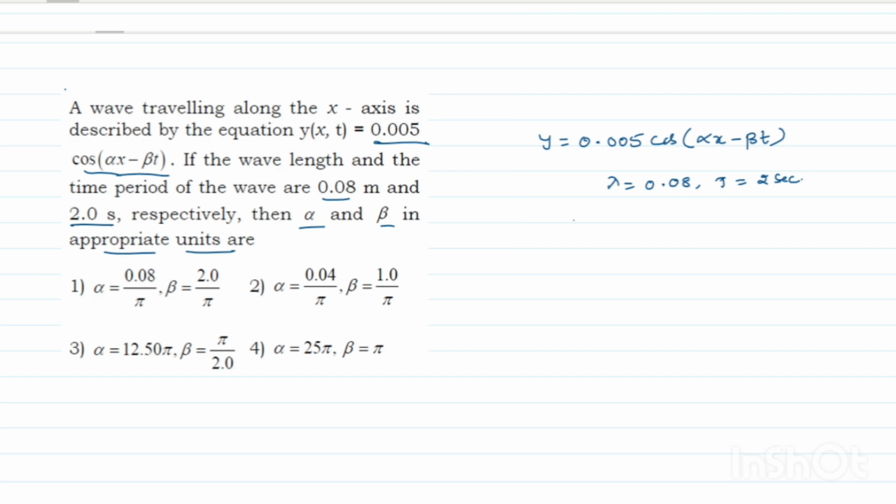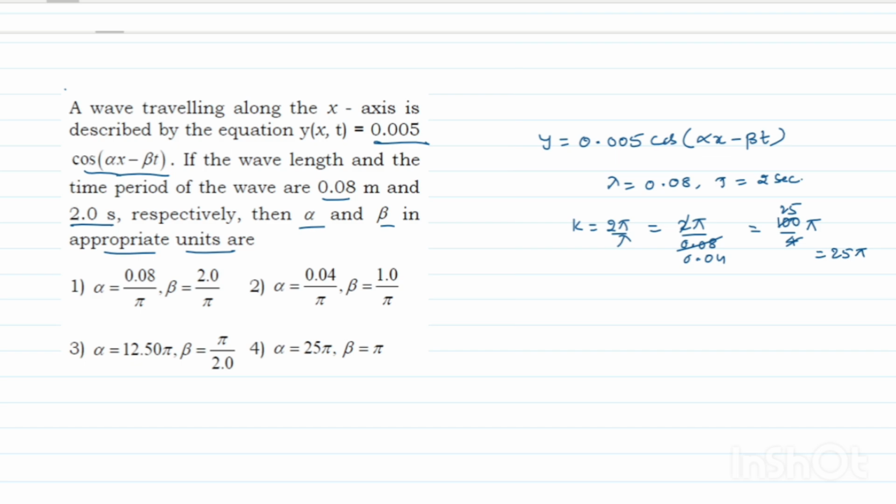k equals 2 pi by lambda, which is given as 0.08. Here 0.04 means 4 by 100, so it is 100 by 4 into pi, you can take 4 twenty-five times, so that you will be getting 25 pi. This is the k value.